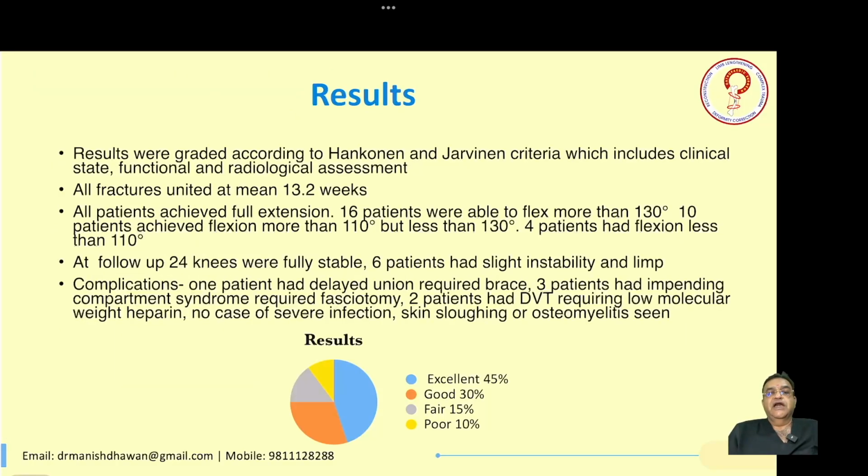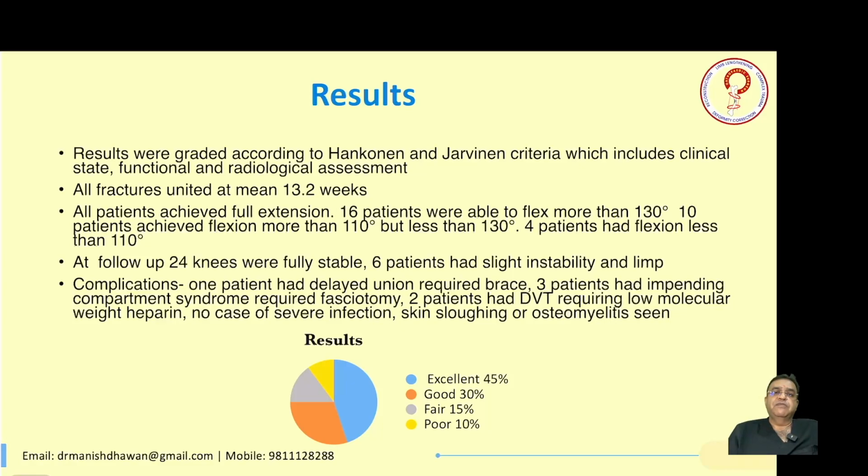So results were graded according to Honkonen and Jarvinen criteria and include clinical, functional and radiological assessment. All fractures united at a mean of 13.2 weeks. All patients achieved full extension. 16 patients were able to flex more than 130 degrees. 10 patients achieved flexion more than 110 but less than 130 degrees. 4 patients had flexion loss, less than 110 degrees. At follow-up, 24 knees were fully stable. 6 patients had slight instability and limp.